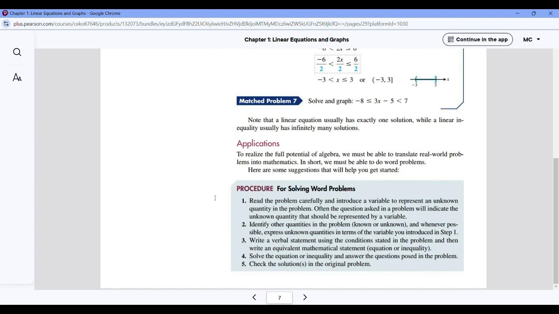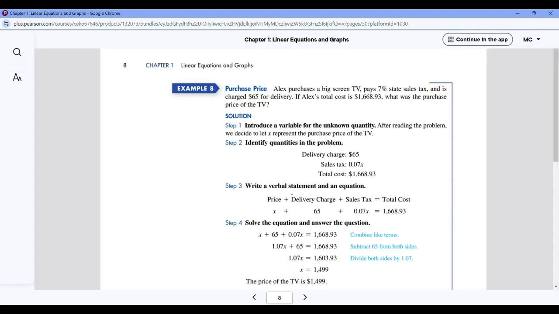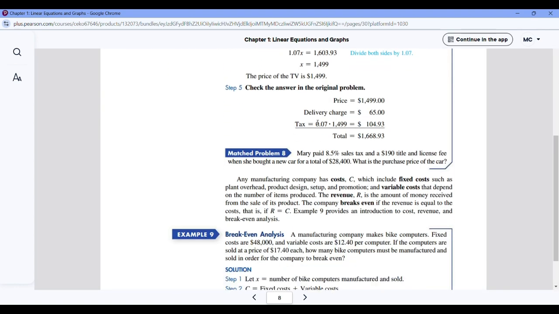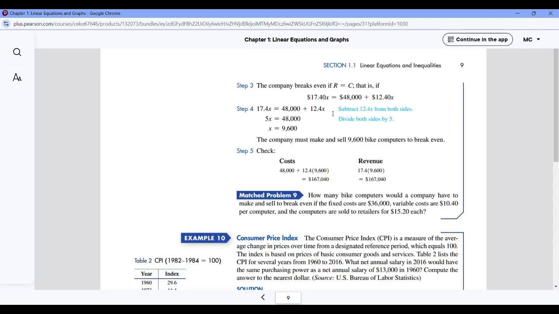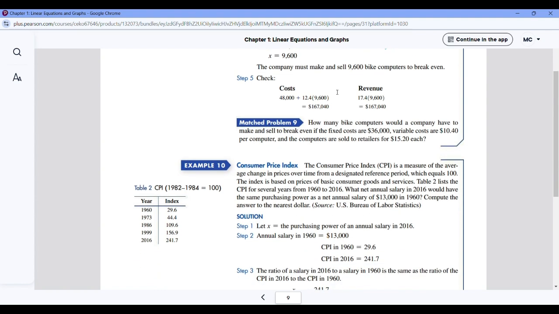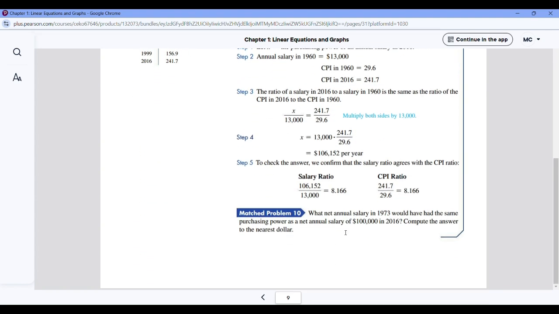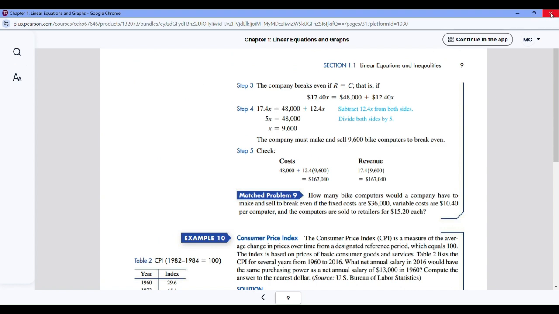Awesome. Procedures for word problems: read the problem carefully, identify all the quantities in the problem, write a verbal statement, solve the equation or inequality, and then check the solutions in the original. Here's another example. Break-even analysis means it just wants to be equal to 0. Revenue is equal to cost, consumer price index, and so forth. So that's pretty much the textbook.